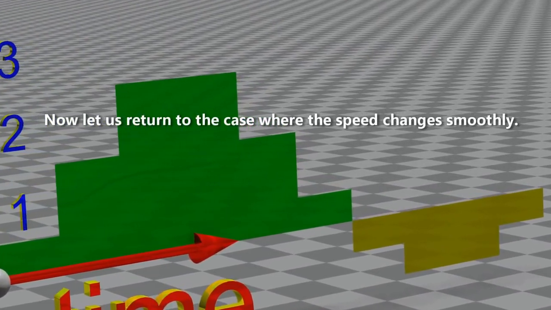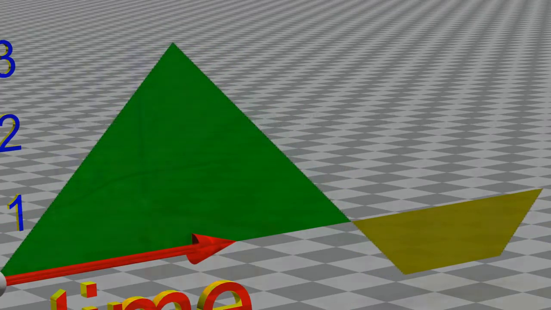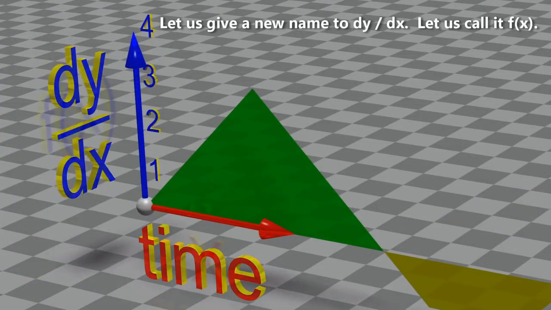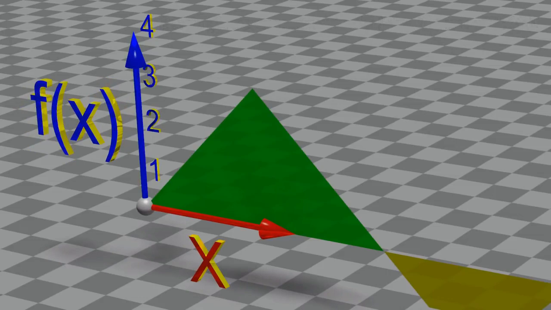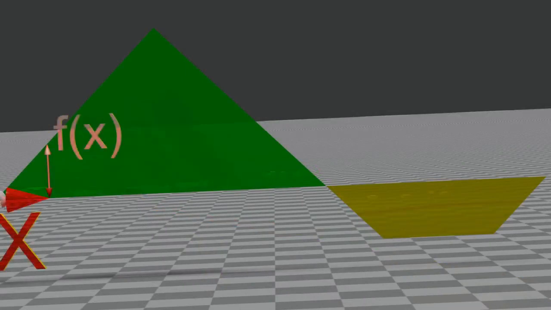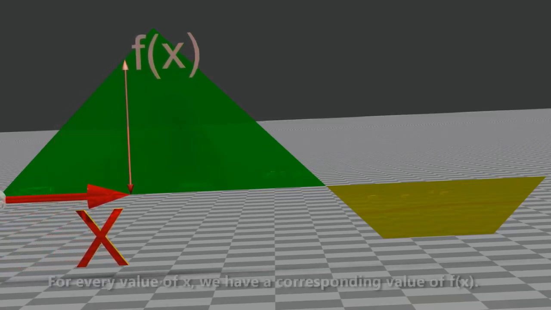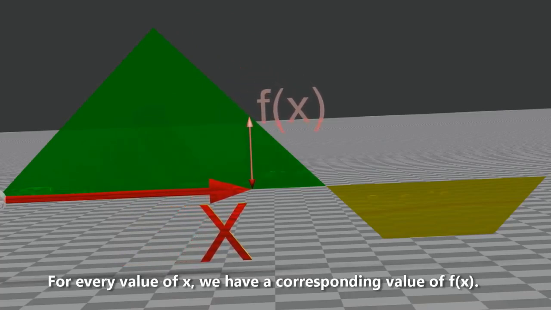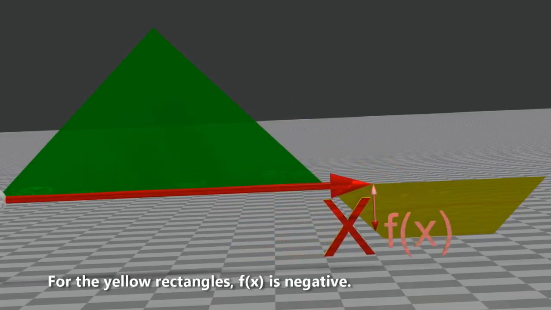Now let us return to the case where the speed changes smoothly. Let us give a new name to dy divided by dx. Let us call it f of x. For every value of x, we have a corresponding value of f of x. For the yellow rectangles, f of x is negative.